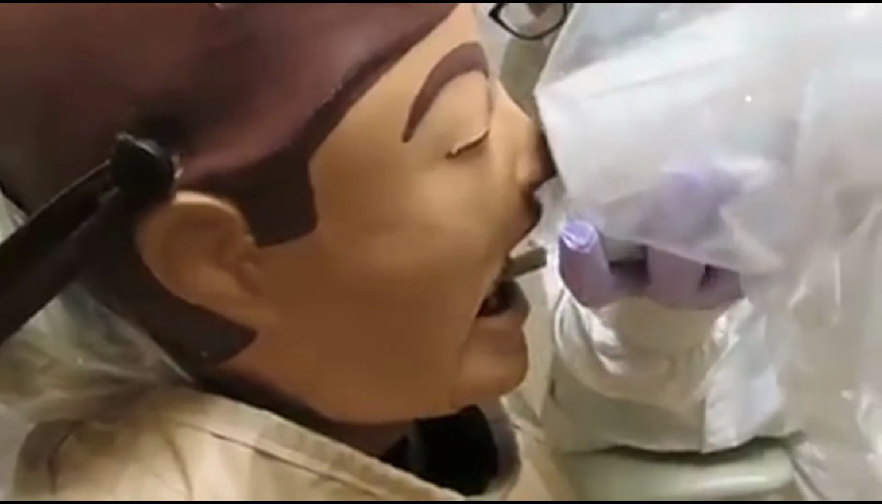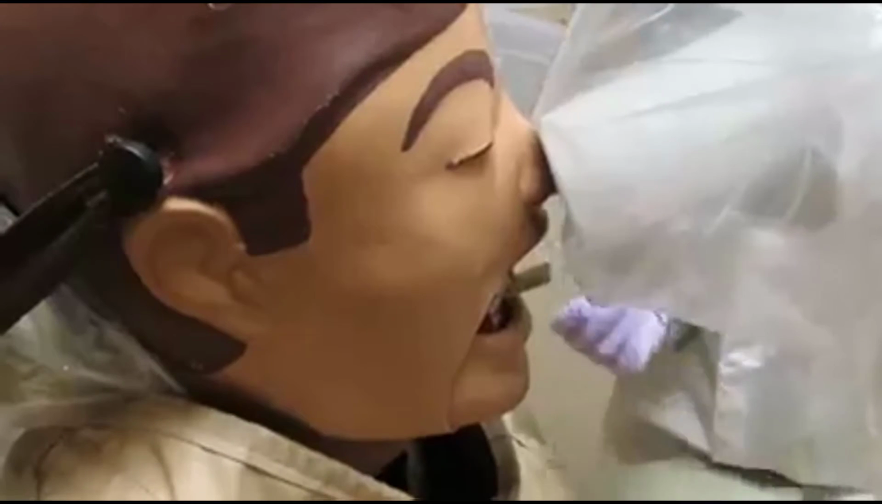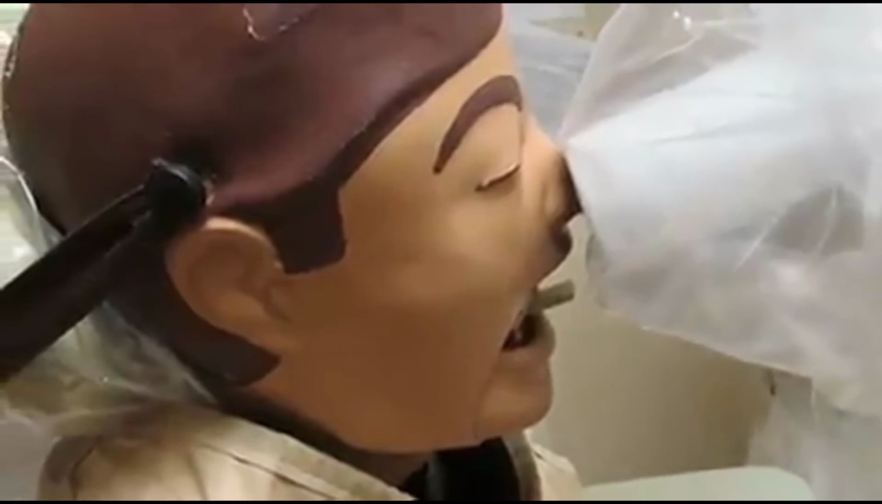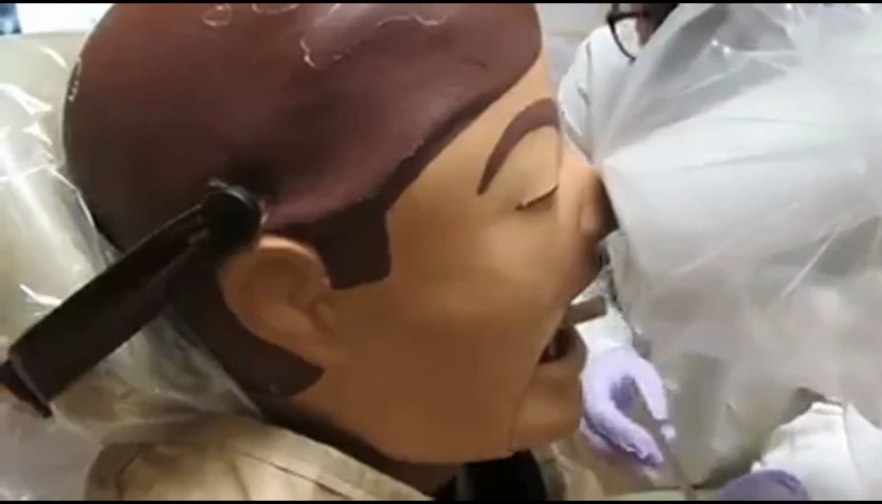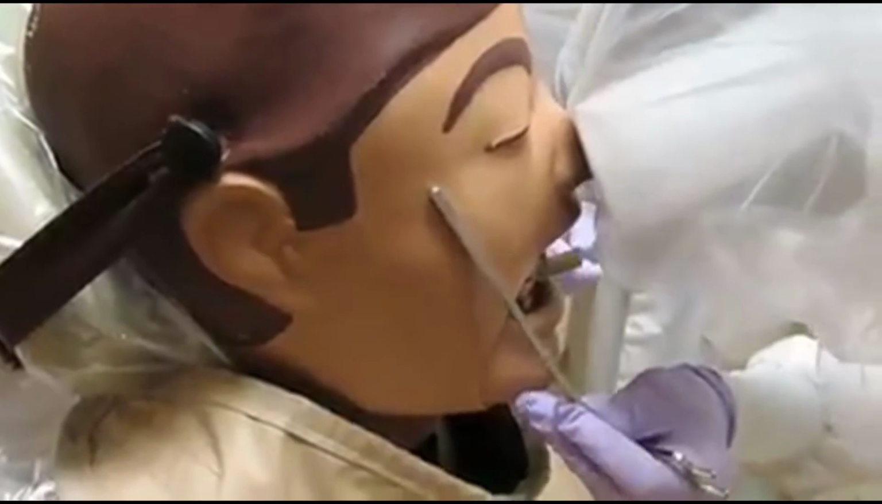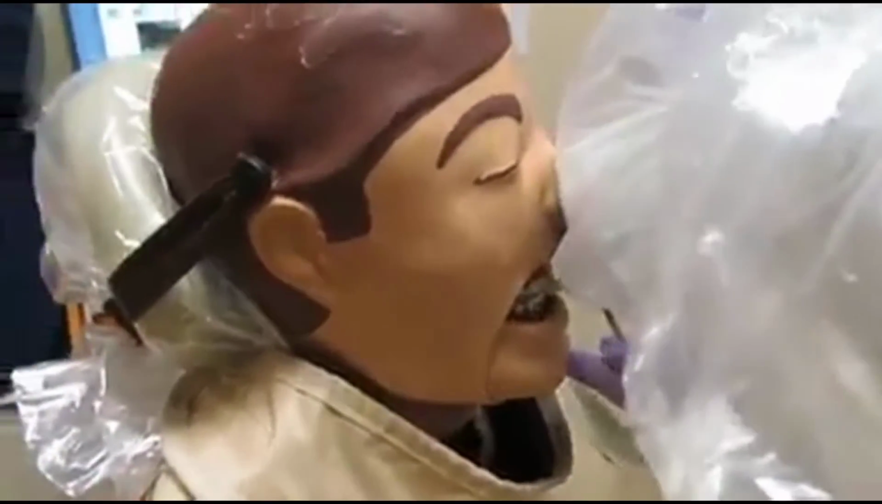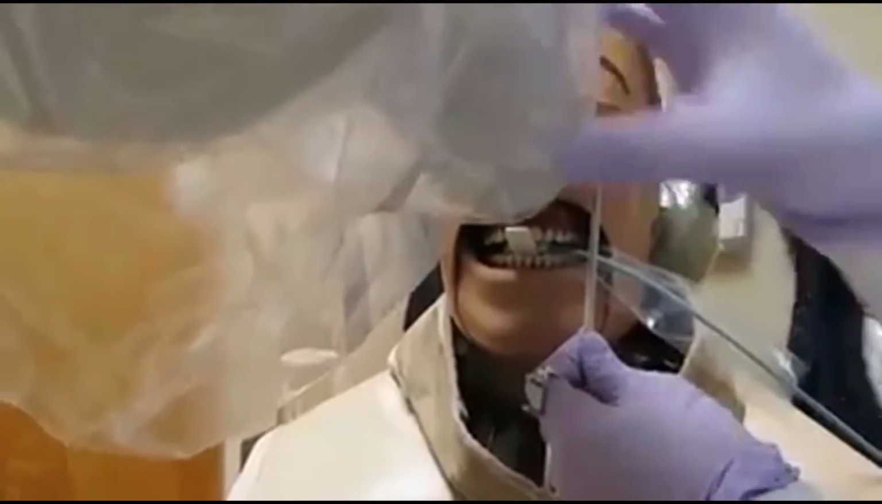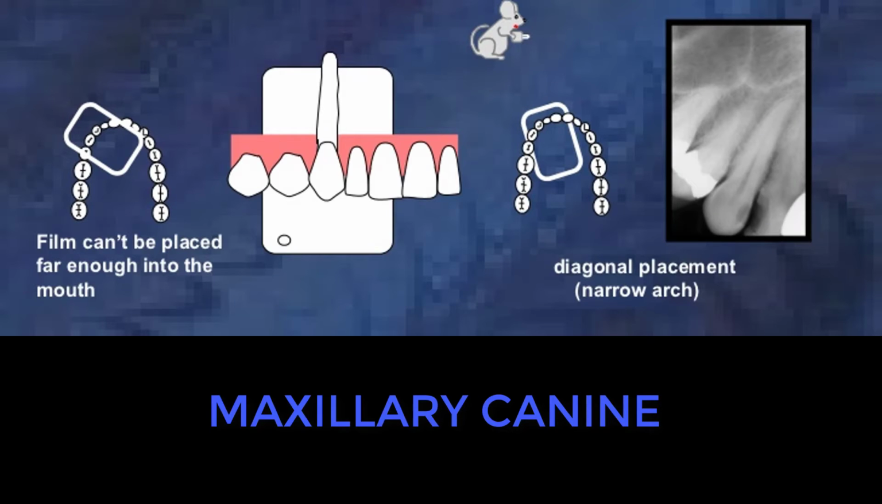For the horizontal angulation, place the central ray through the contacts of the teeth in order to avoid overlaps and to achieve open contacts. Make sure the receptor is completely covered before exposing the receptor in order to avoid cone cuts.